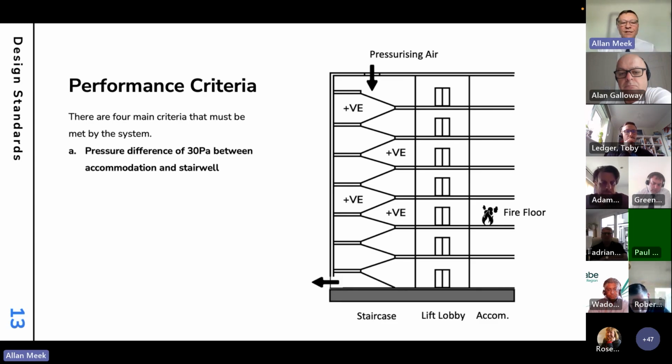So looking at the performance criteria for the system, there are generally 4 main criteria that must be met. And if you're involved in assessing systems, these will be the 4 things that you measure at the end of the job to prove that it meets the standard. The first one is the pressure differential, which is 30 pascals in the current standard, which is reduced from 50 in the old one. So we have a pressure difference between the accommodation and the stairwell of 30 pascals.